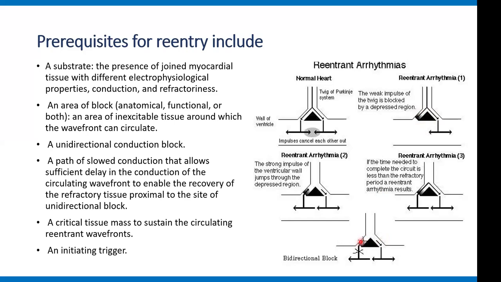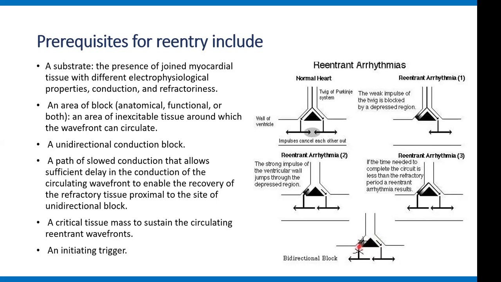A bidirectional block usually does not lead to a re-entry arrhythmia, because the current comes through here and flows through this way. If it goes through this, it cannot go back. It is blocked there and it ends there because it doesn't come back.